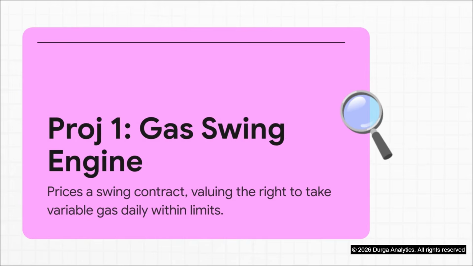Next is Project 1, the gas swing pricing engine. Now, what's the business problem here? A swing contract gives the holder the flexibility to take a variable amount of gas each day, completely at their discretion, but bounded by strict daily and annual limits. And these aren't just arbitrary numbers. These constraints represent actual physical pipeline capacities and take-or-pay clauses. So this engine values that flexibility. The output tells a trader, hey, this annual gas swing is worth 1.84 million pounds. And crucially, it gives them the exact optimal daily take strategy to actually realize that value.